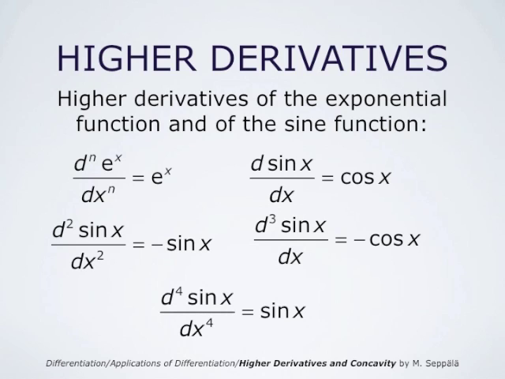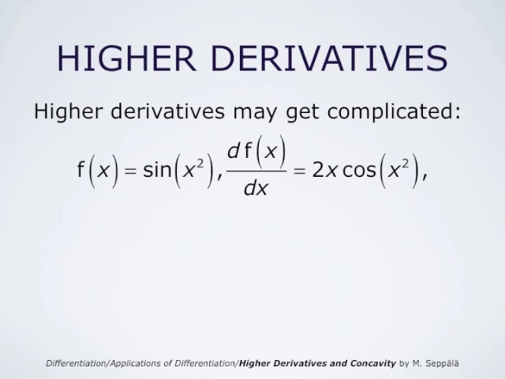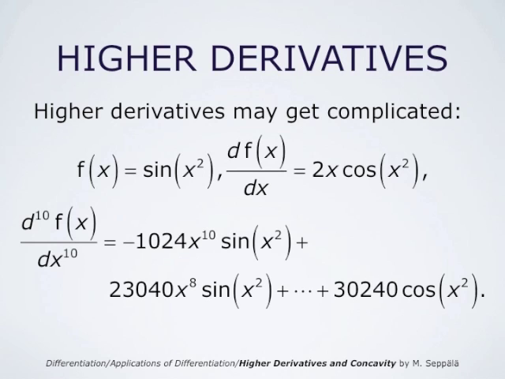Higher derivatives may get complicated. Here I consider the function sine of x squared. Its first derivative is easily computed. It is 2x cosine of x squared. The 10th derivative, however, is already quite horrendous. It starts minus 1024 times x to the power 10 sine of x squared plus and so forth, and then eventually we have 30,240 times cosine of x squared. So this has many terms. Some of them have been omitted, and the coefficients of these terms get very large.